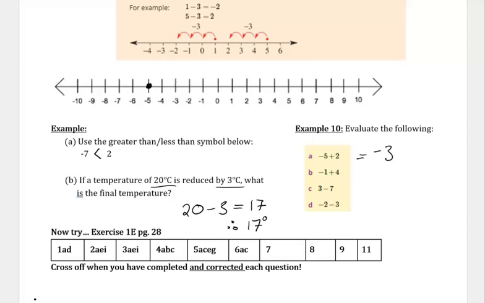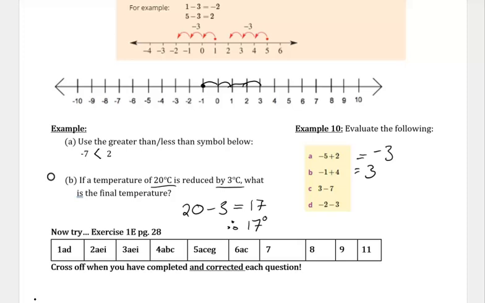-1 plus 4. I'm starting at -1 this time, and I'm adding 4. 1, 2, 3, 4. That gives me +3, which again makes sense because I've got a -1, but my positive number is so much bigger.